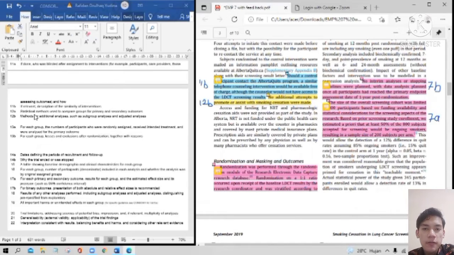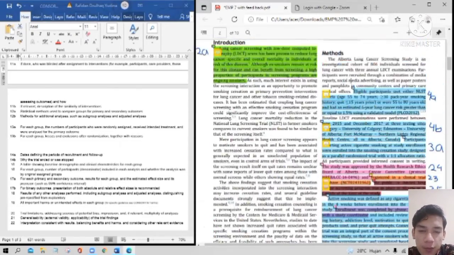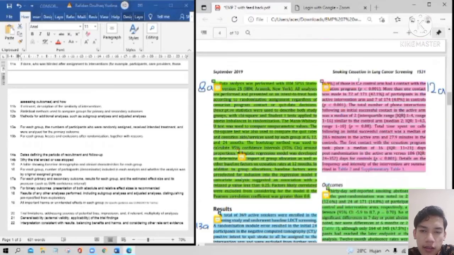Next is number 12A, statistical methods used to compare groups for primary and secondary outcomes. Okay, 12A. You can see this paragraph has a lot of numbers, the percentages, something like that. And for 12B, methods for additional analyses such as subgroup analyses and adjusted analyses.